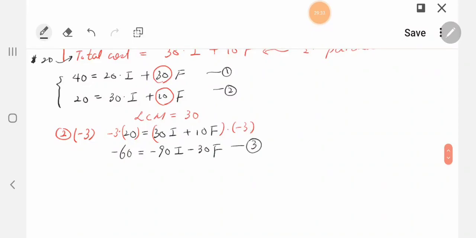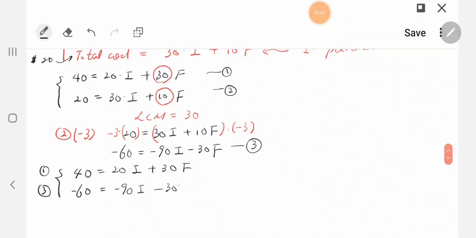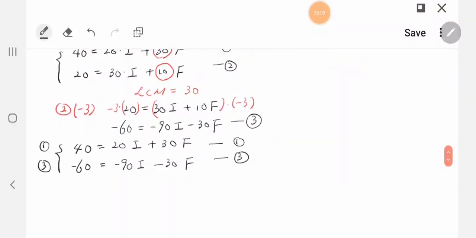So equation 3 comes from equation 2. Let's rewrite the two equations: equation 1 and equation 3. Equation 1 is unchanged, and the second equation is negative 60 is equal to negative 90i minus 30f. Alright, so why don't we just add up these two so that we can eliminate the 30f and negative 30f. Add it, then negative 20 is equal to negative 70i.